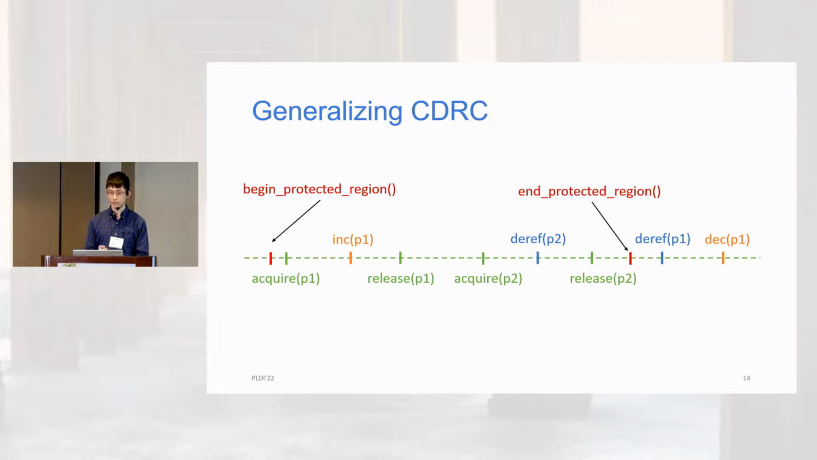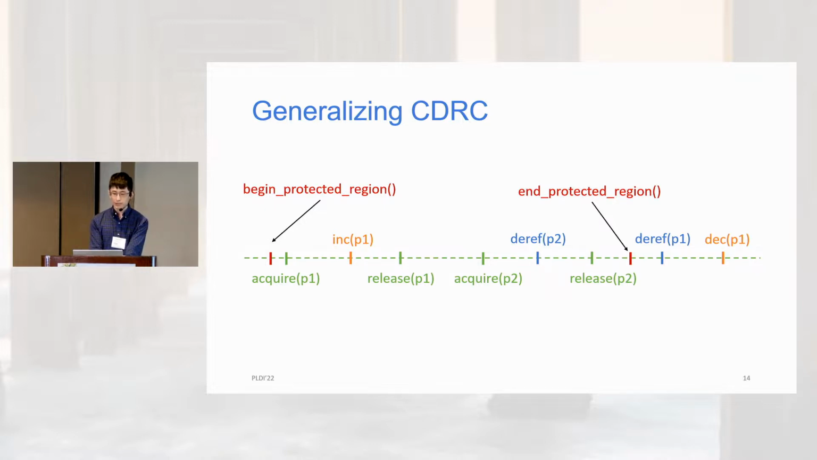So the reference counting approach in this paper basically takes the union of both the diagrams so that it works for both protected region and protected pointer approaches. And depending on which memory reclamation scheme you use to implement it, sometimes the acquire and release might just be no-ops.